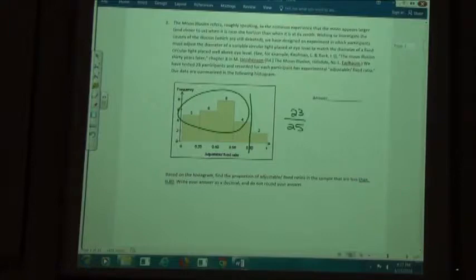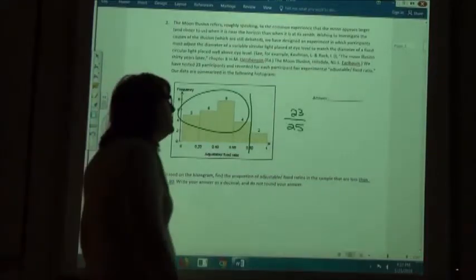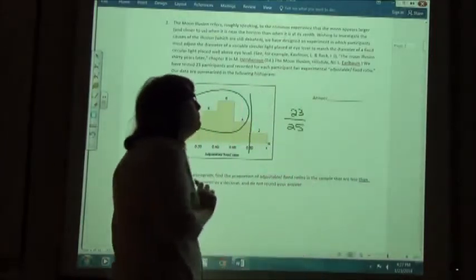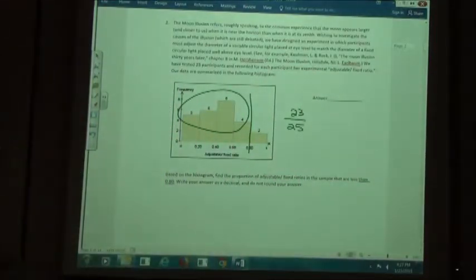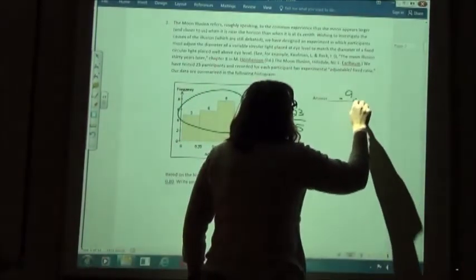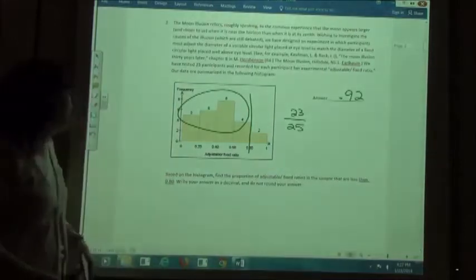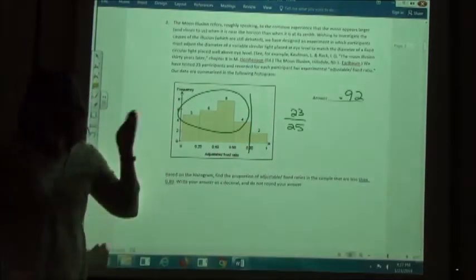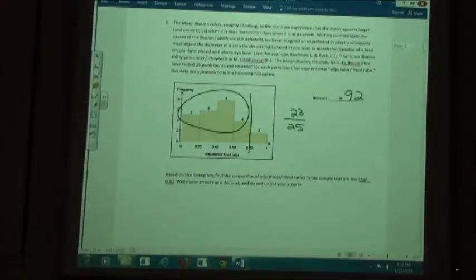I have 23 out of 25 in that section there. If I have 23 out of 25, I now need to change that to a decimal. So I'm going to divide that out with my calculator, and I get what? 0.92. 92%, or 0.92 since they want it as a decimal, are less than 0.8, right?